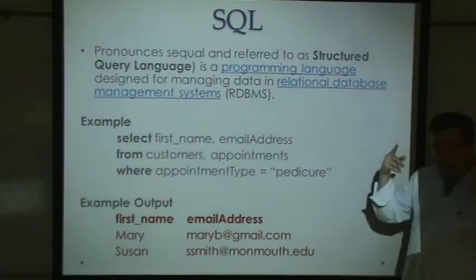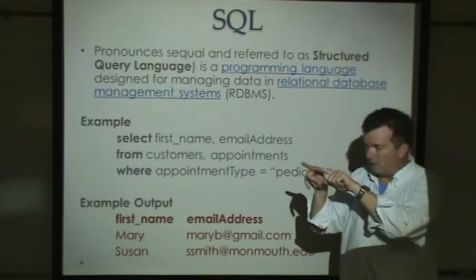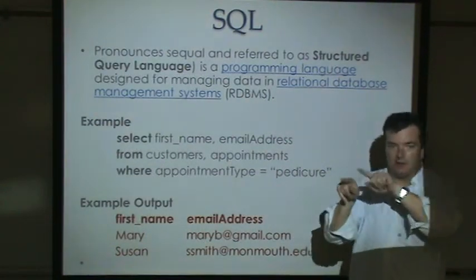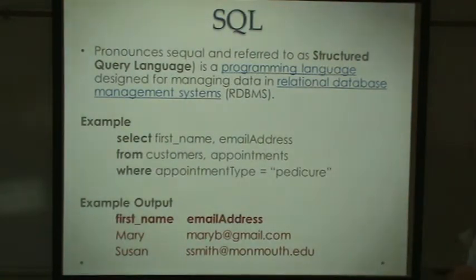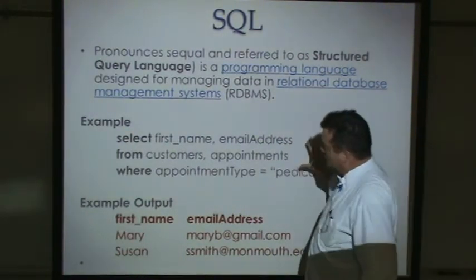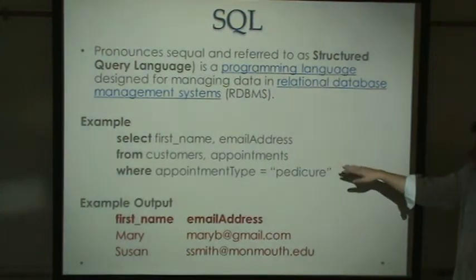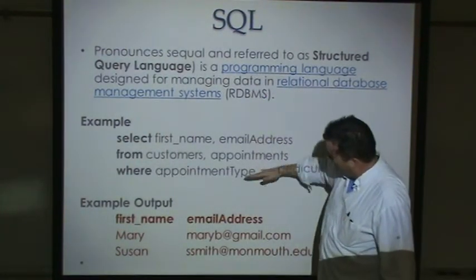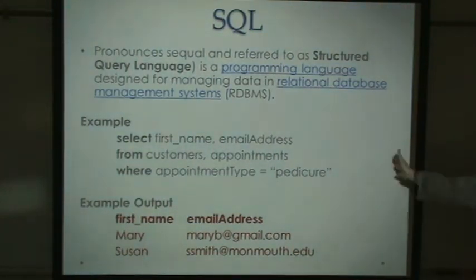Now, if we did that with our eyes, it would be pretty painful, right? We'd have to go through the appointment table, look for everyone that says a pedicure, then look who the customer ID is, then go back to the customer table, find that person's name, and print it out. But with the SQL language, we could just type in this line. It's really 3 lines, but I could type it as one long line, and just hit enter, and the result will come out.